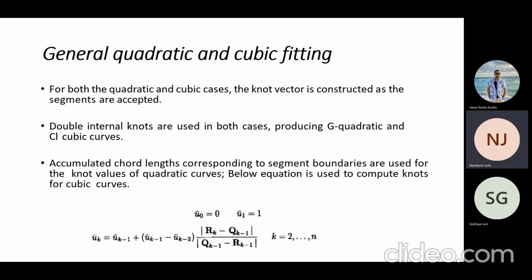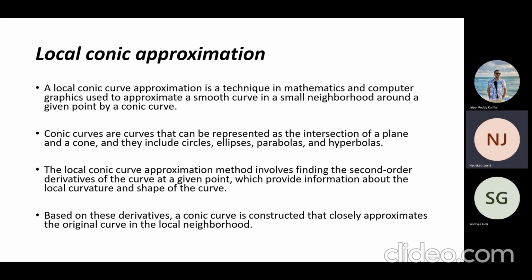For both the quadratic and cubic cases, the knot vector is constructed as segments are accepted. Double interval knots are used in both cases, producing G1 quadratic and C1 cubic curves. Accumulated chord lengths corresponding to segment boundaries are used for the knot values of quadratic curves. The below equation is used to compute knot values for cubic curves. U0 bar is equal to 0, U1 bar is equal to 1. Uk bar is equal to Uk minus 1 bar plus Uk minus 1 bar minus Uk minus 2 bar multiplied by the modulus of Rk minus Qk minus 1 divided by Qk minus 1 minus Rk minus 1, where k ranges from 2 to n.